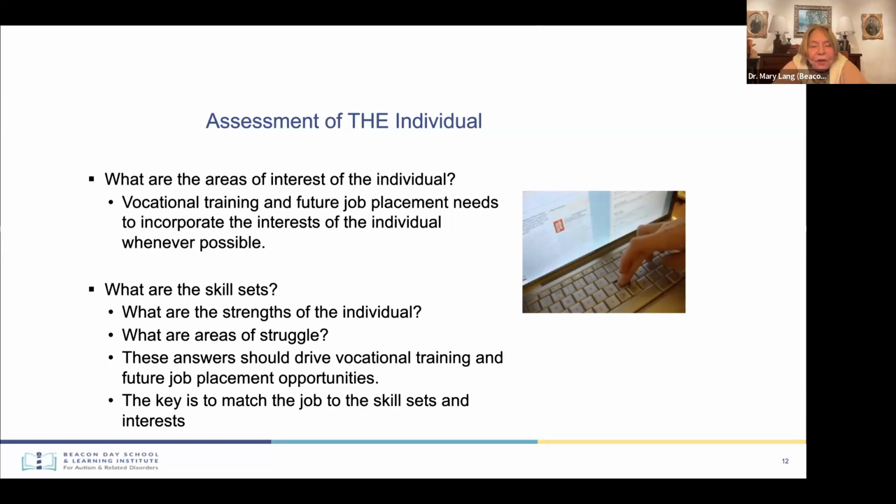These answers should drive vocational training and education and future job placements as well as opportunities. The key is to match the job or the activity that you are participating in with your skill set and interest.